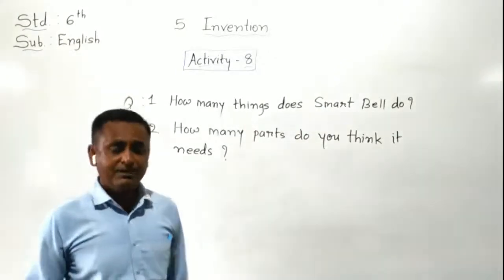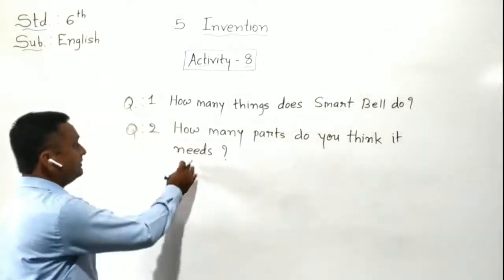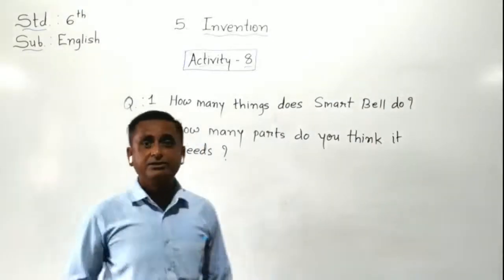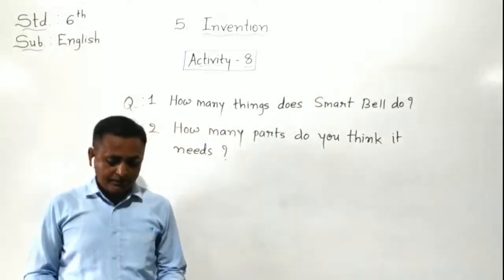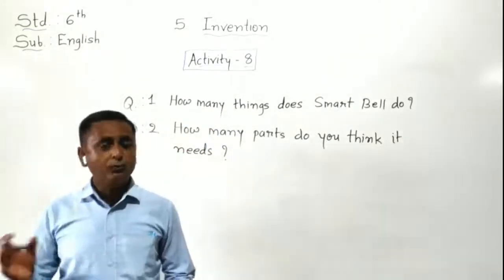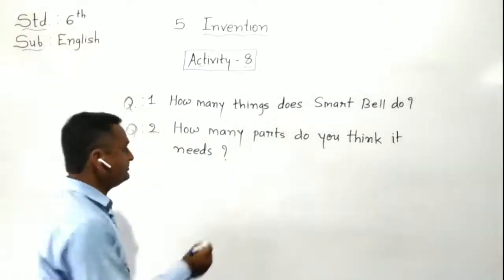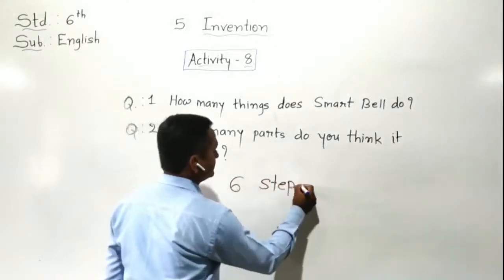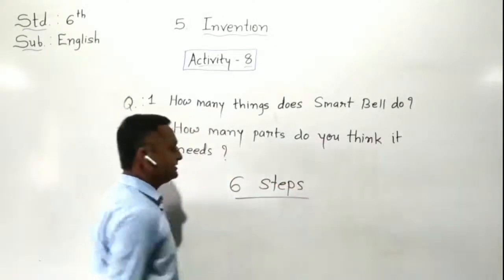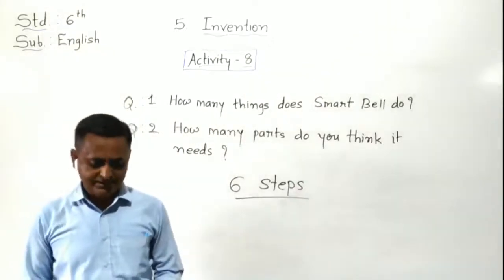How many steps does the smart bell work in? We have to discuss those steps. So just pay attention here, students. The smart bell must work in about 6 steps. How many steps does the smart bell work in here? 6 steps. The smart bell requires 6 steps. I will discuss the first step here.